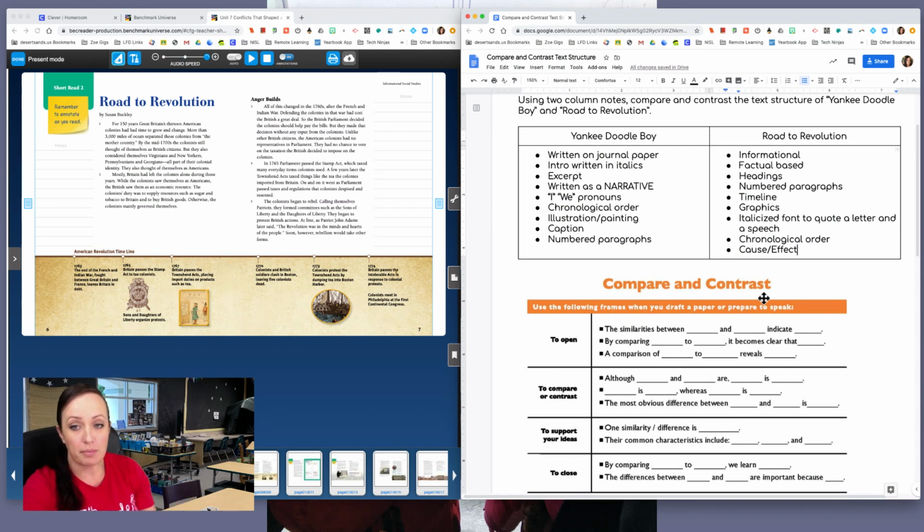And so there's some options there. The similarities between blank and blank indicate blank, or it tells us blank. So it's kind of like a way to develop a main idea about what your paragraph will be about, because you're going to be writing a paragraph today. By comparing Yankee Doodle Boy and Road to Revolution, it becomes clear that, and you can draw a conclusion and decide what to put there. A comparison of Yankee Doodle Boy to Road to Revolution reveals, right? So you can have a choice on how you're going to start off your paragraph.